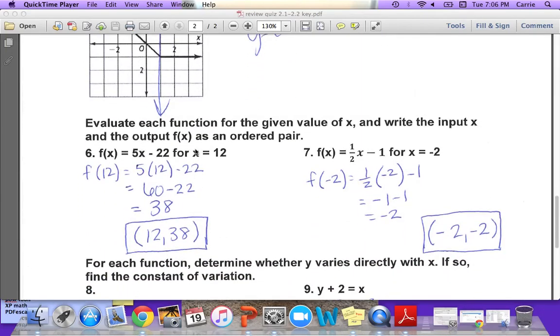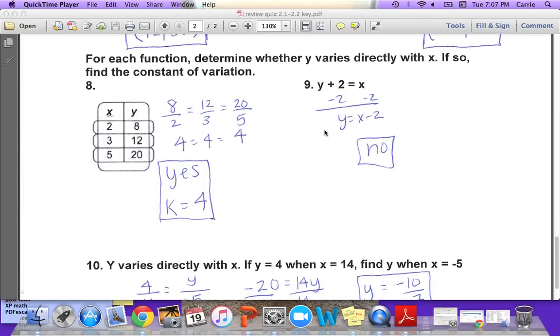6 and 7, we have to evaluate the function for the given value of x and write it as an ordered pair. So we have 12 and we have -2. Remember to rewrite your equation, take out your x, replace it with parentheses, and then replace it with the value of x. When you write it as an ordered pair, remember, your value of x goes first, and your output value goes second, separated by a comma and inside parentheses. Same thing for number 7.